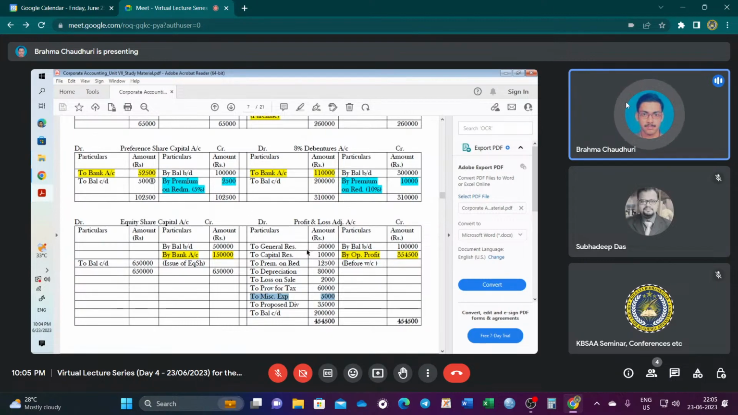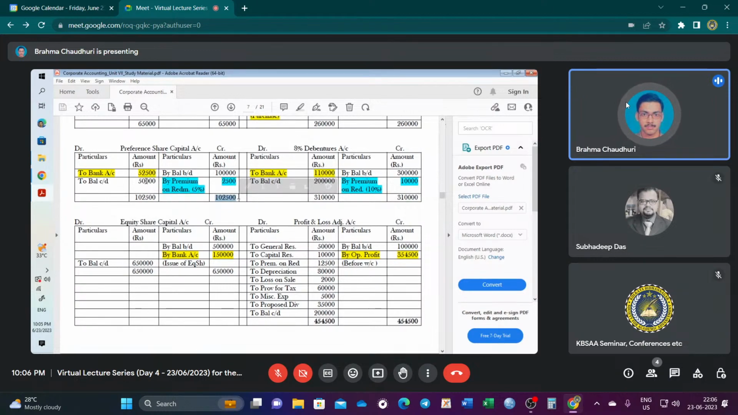Again, we will have to pass it in the profit and loss adjustment account. Profit and loss account debit to premium on redemption 2,500, premium on redemption of preference share capital. There is one more premium, on the redemption of debenture, which we will come to later. So the first premium on redemption is 2,500. That is why our balance is 1,02,500 and closing balance is 50,000.